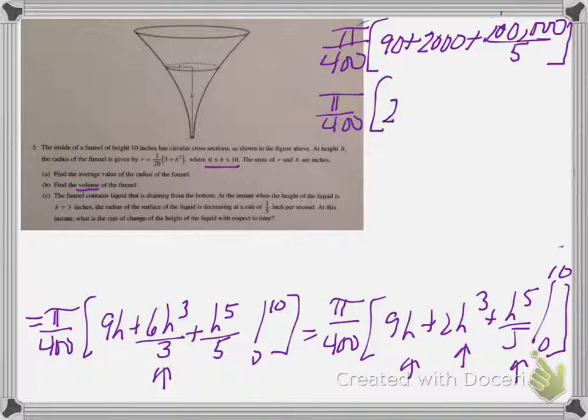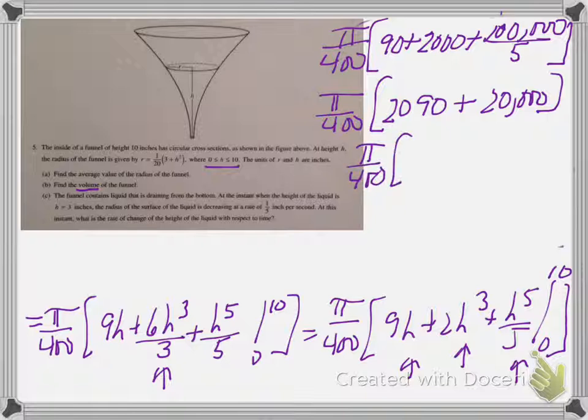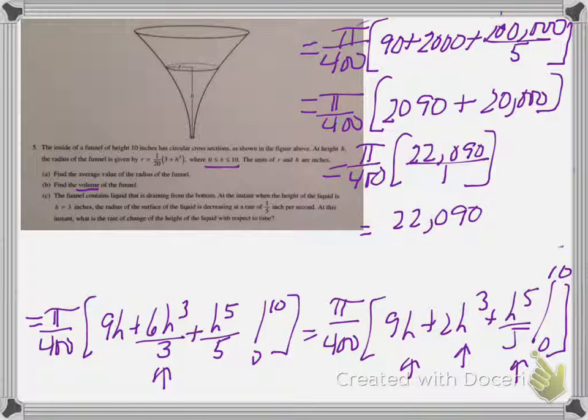Okay, now we're just going to add this all up. So we're going to get 2,090 plus 100,000 divided by 5 is 20,000. And simplify some more. This is going to give us 22,090. Okay, it's really like over 1, so I'm just going to multiply straight across. I don't know what's happened to my equal signs. Okay, so we get 22,090 pi over 400.